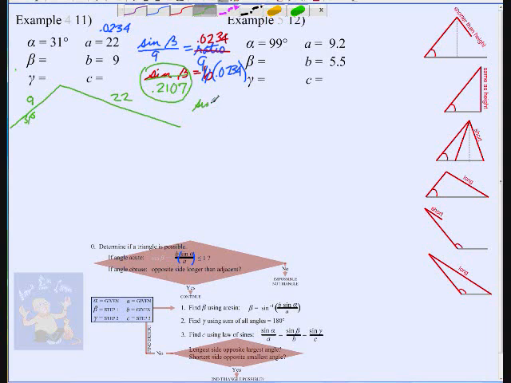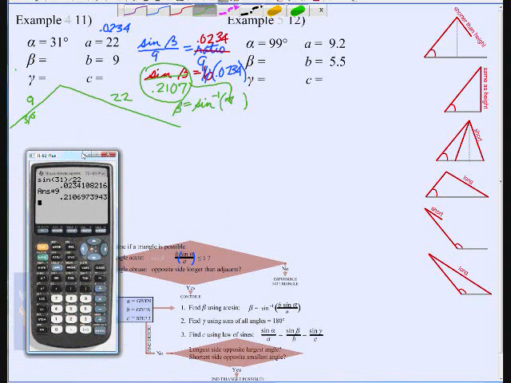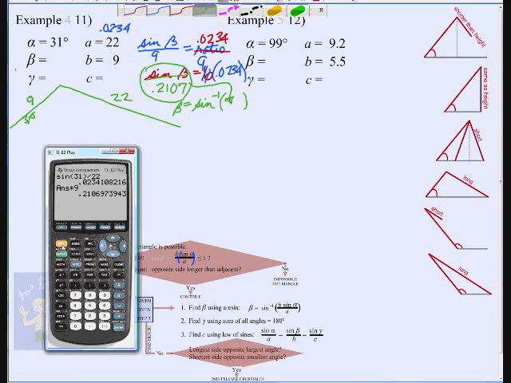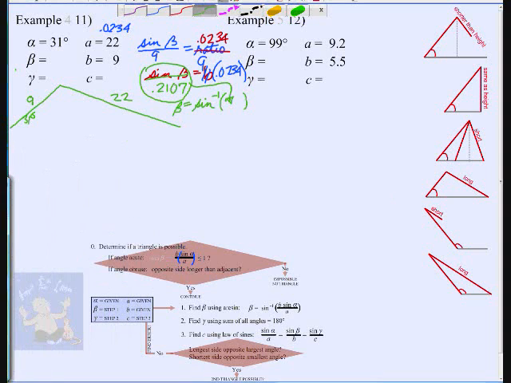So we say arcsine of this ratio, that's our beta. So arcsine of this ratio here, 0.21067, gives us our beta of 12.16. We'll call it 12.2.